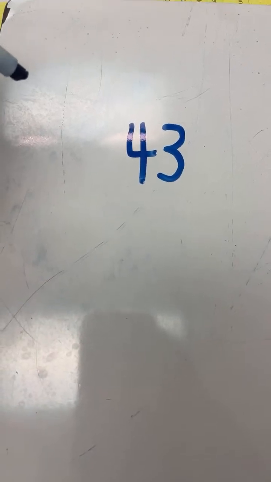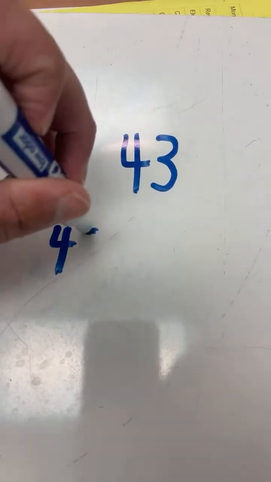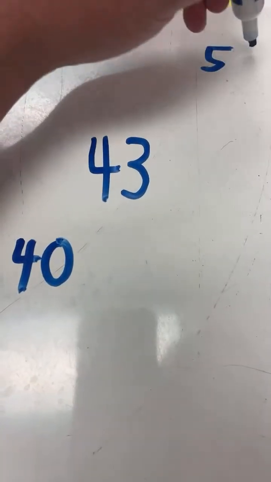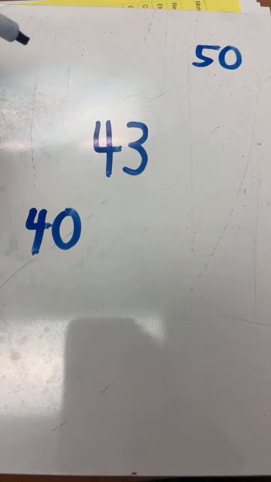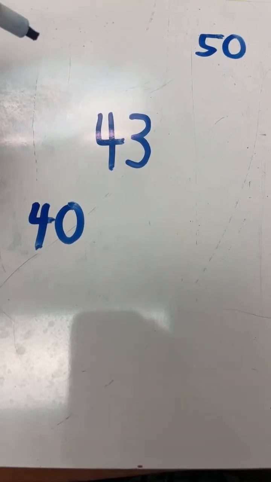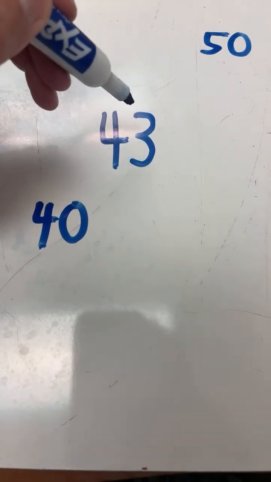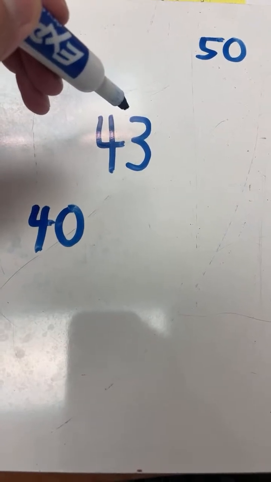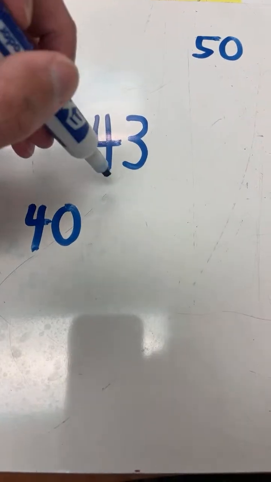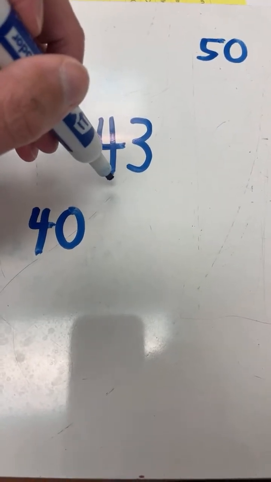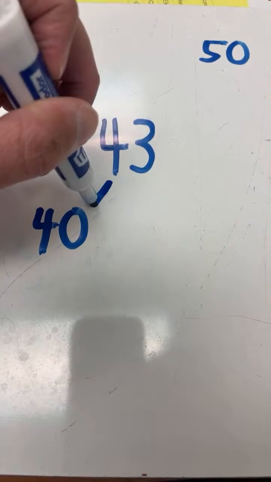43. So the number 43 is in between 40 and 50. And we want to round to the nearest 10. So looking at the number in the ones place, the number in the ones place is a 3. If the digit in the ones place is 4 or less, we round down. So 43 rounded to the nearest 10 would be 40.